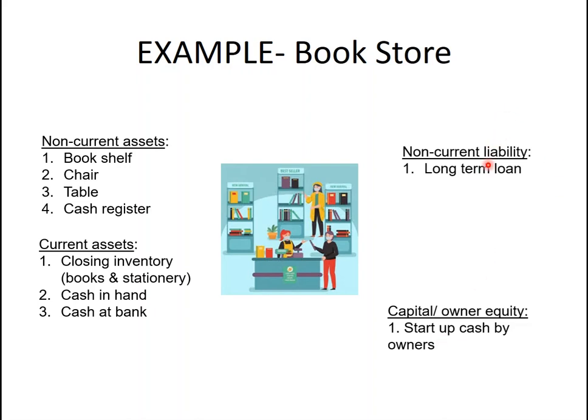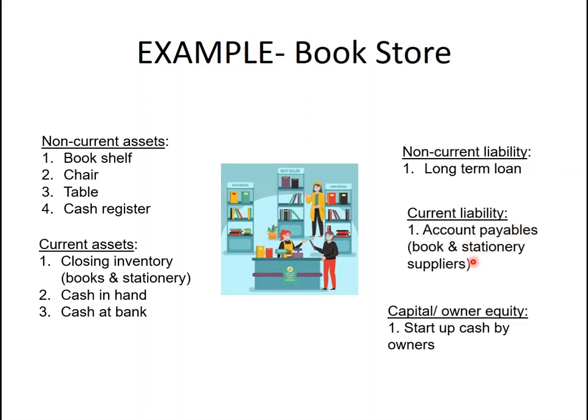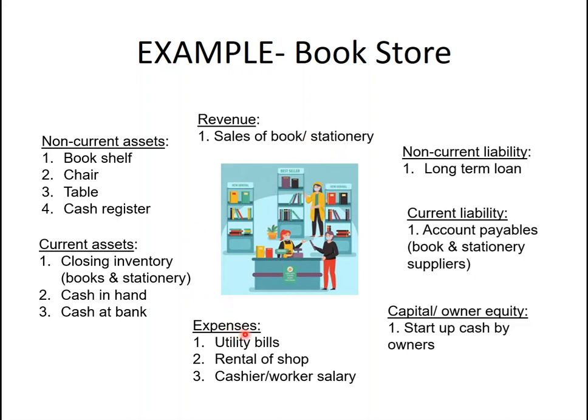So owner bring the cash into the business, so it's considered as owner's equity. For non-current liability, for example, long-term loan, the business might not have enough cash, so apply for long-term loan. Current liability is account payable, definitely from the suppliers of book and stationery. Revenue generate from the sales of book or stationery. And expenses, we have utility bills, which is electricity, water, rental of shop, the space at the bookstore, and also the cashier or worker salary. So this is the possible expenses in the bookstore.